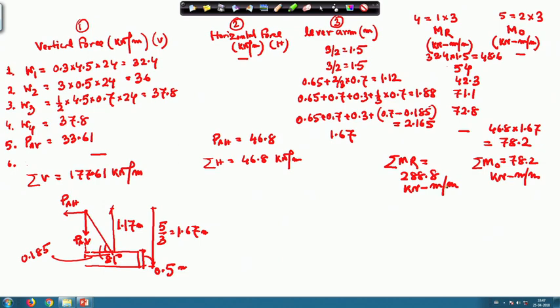In the next class I will use these values to check the stability of this retaining wall against sliding, overturning, and then I will also check the no tension condition and the bearing capacity.